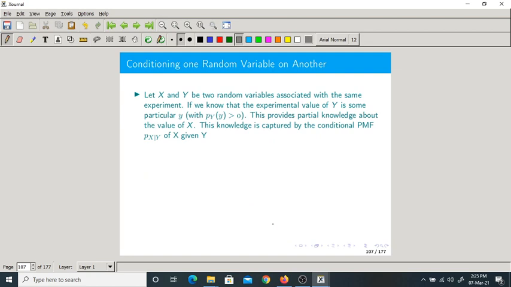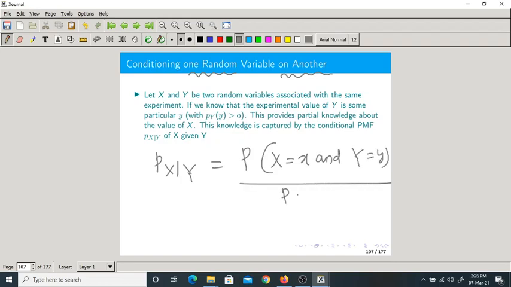Now here it is a different scenario: conditioning of one random variable on another random variable. Here both are random variables. The difference is that in the previous case, one was a random variable and the other was an event. Now both are random variables, X and Y. How do we denote it? Probability of X given Y. Then how do we define it? The probability that X equals x and Y equals y, divided by the probability of Y.